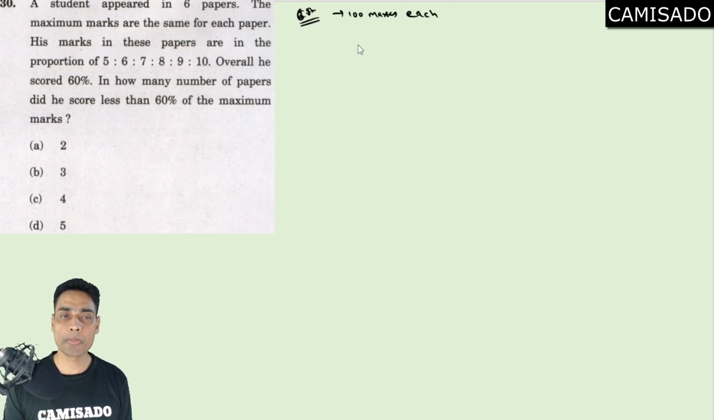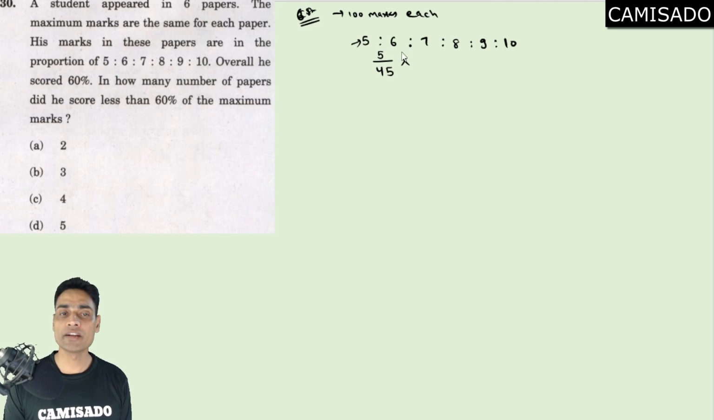Now the ratio of marks obtained is 5:6:7:8:9:10. So we can see that if I take X, it is 5x, 6x, and so on, or another way is calculating the ratio. So the overall ratio, when you add 5 plus 6 plus 7 plus 8 plus 9 plus 10, you will get 45. Now this paper whose ratio is 5, so marks will be 5 upon 45 into what?